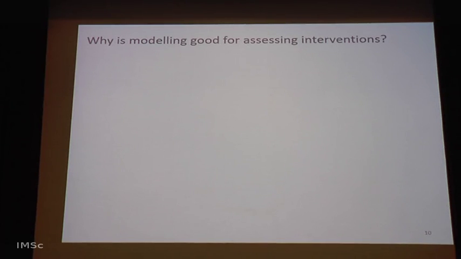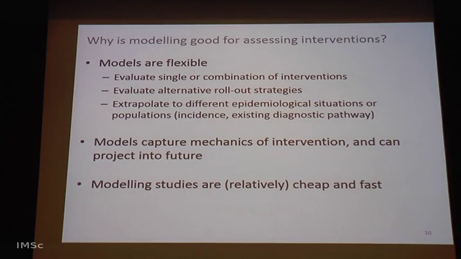And I would argue that modeling is very good for assessing interventions because models are flexible, so you can consider not only a single intervention but a combination. You can capture the mechanics of the intervention, so you can say, well, the intervention consists of several components, but actually this part of the intervention is the most important one. And compared to big clinical trials of new vaccines, and often compared to lab work, modelers are relatively cheap, and we work relatively fast compared to the time scale of clinical trials.